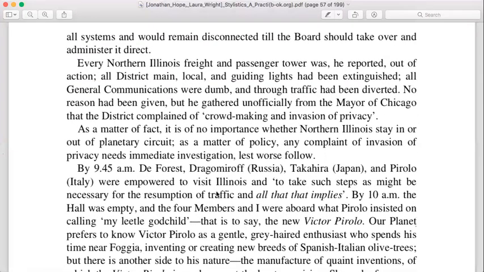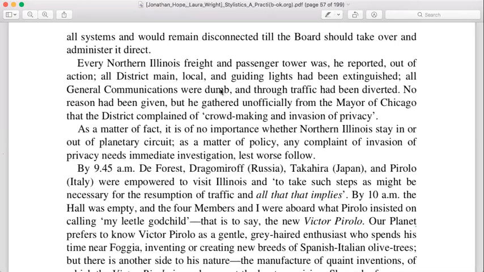The story is of the future, but to tell that story, he makes use of the past tense as well as of the present tense, right? So here "was," "he reported," all of that. Within the paragraph, he tries to maintain consistency in the use of tense, but then in the next paragraph, he uses the present tense. Okay. For instance, "as a matter of fact, it is of no importance. Northern Illinois stay in or out of planetary circuit as a matter of policy. Privacy needs immediate investigation."